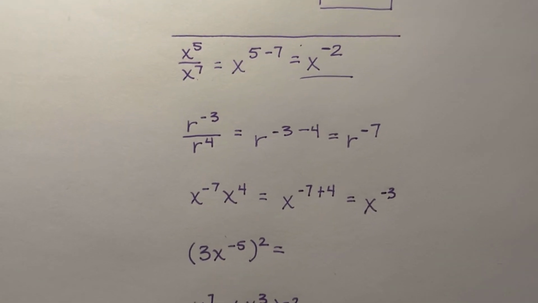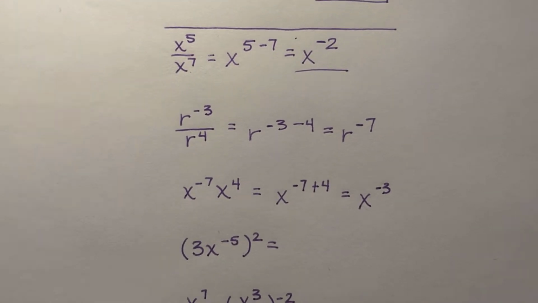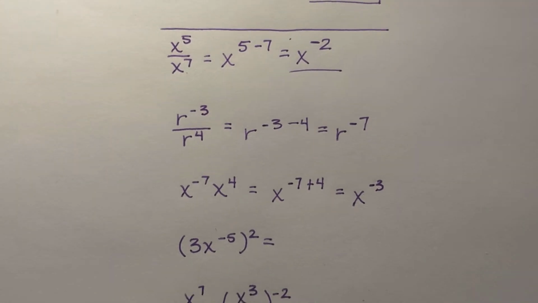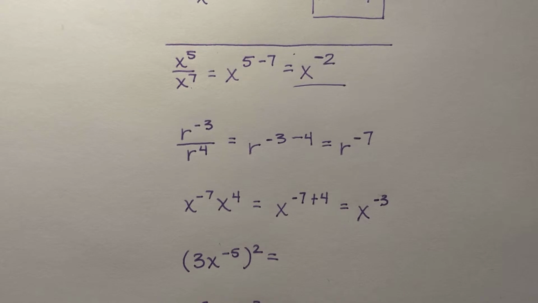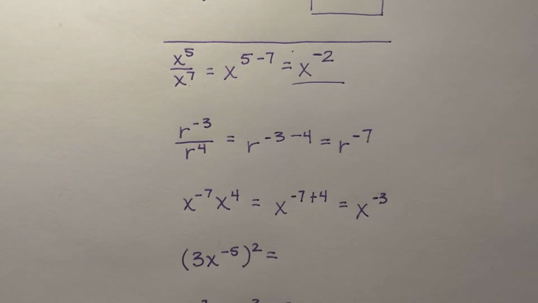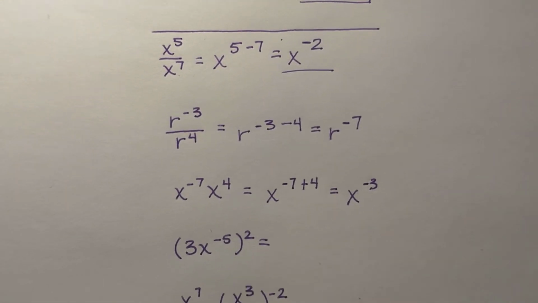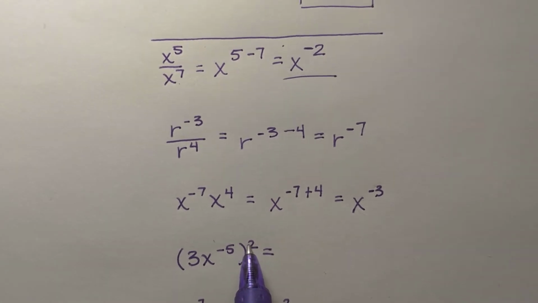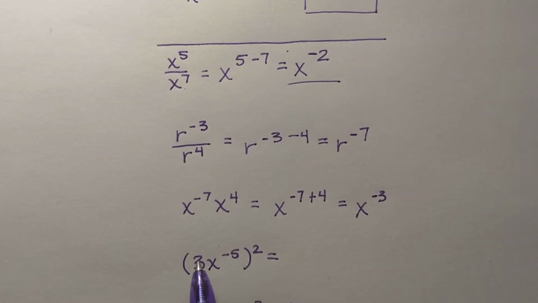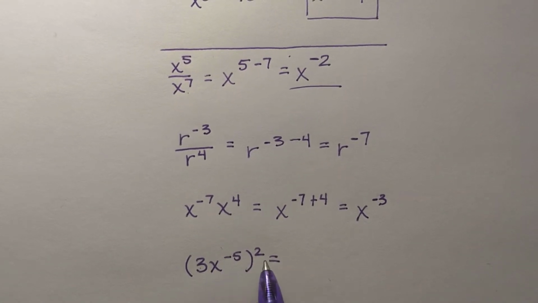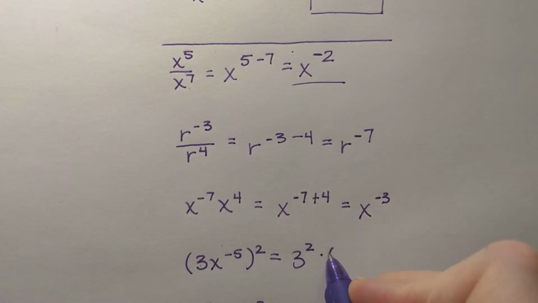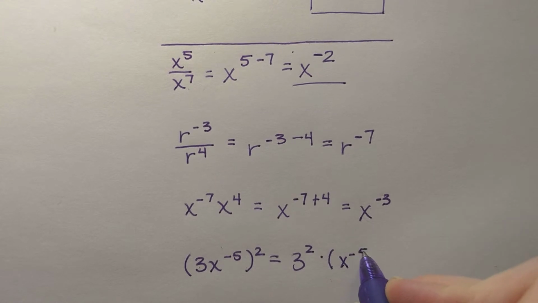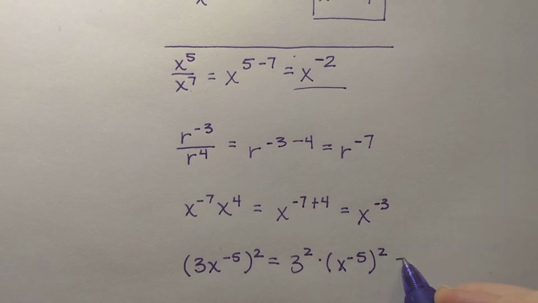The next one, we have a power to a power. If you need to review these rules from last week, they're all in blue boxes in the previous section. So 3x times x to the negative 5, all squared. First thing you need to know, when you have a power, you take each part of each thing that's multiplied to that power. So that's going to be 3 squared times x to the negative 5 squared.